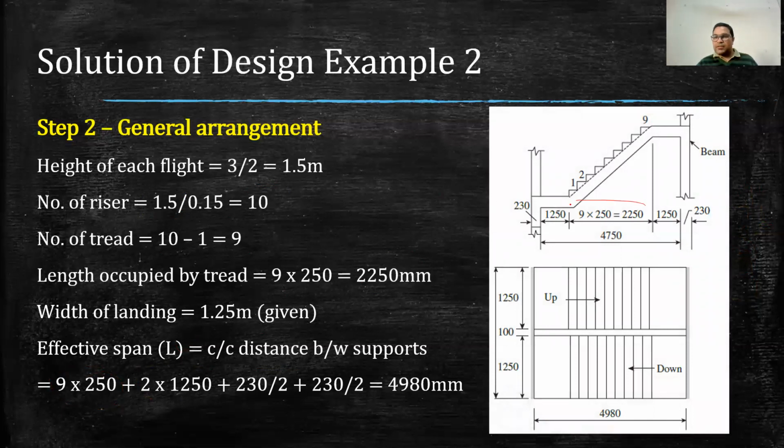The same I have shown in the plan also here. You can see this is the length occupied by the treads, and the length of landing here also the same, and the center of the support from this end and from this end. So the total length of effective span is 4980. Now the length of span is calculated. In the next step we will find out the thickness of the stair slab. That we will calculate in the next part. Thank you.